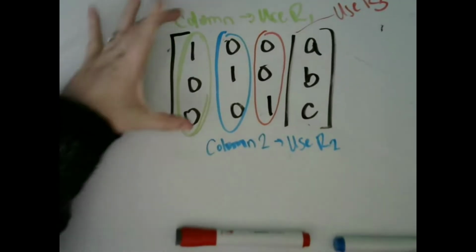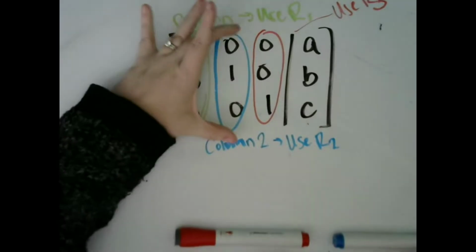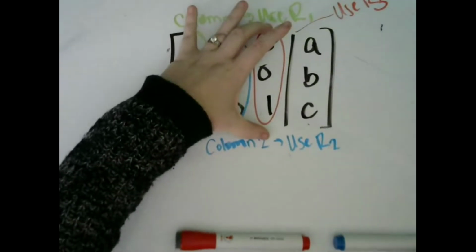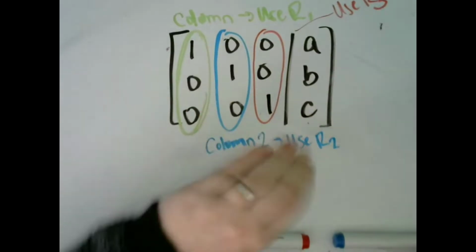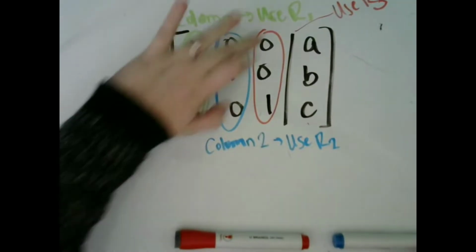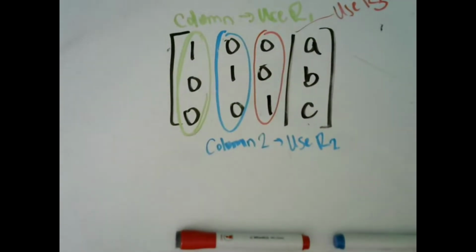So with this in mind, you want to start with column 1, then move to column 2, and then move to column 3. The zeros are non-negotiable. You have to have zeros in these locations. However, the ones can be any number until you're done solving the problem.